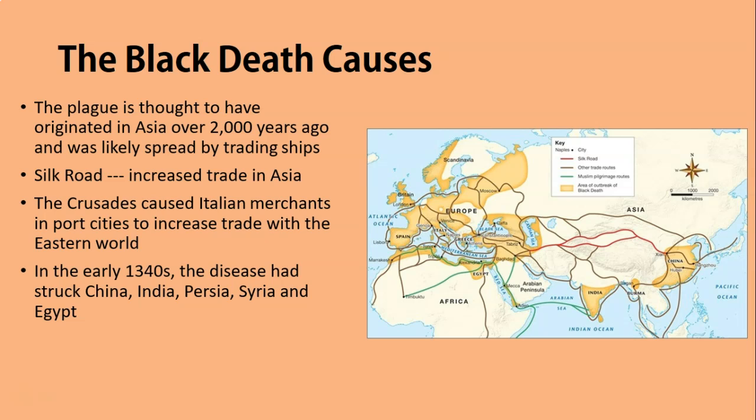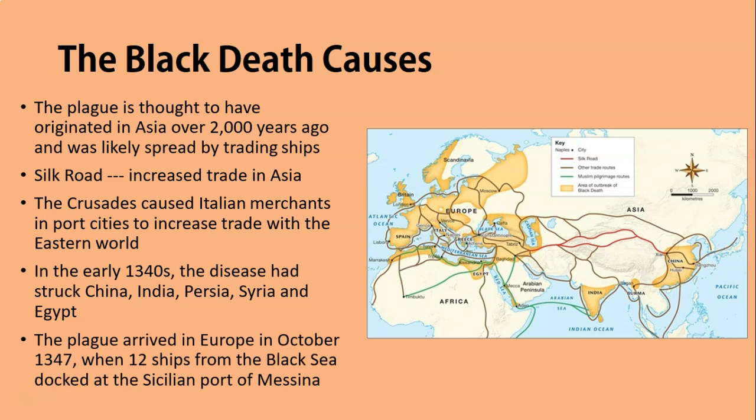Those rats will probably have fleas on them. That flea jumps onto a human. The human walks out of the ship. Okay, and you can kind of see how that disease is going to spread.